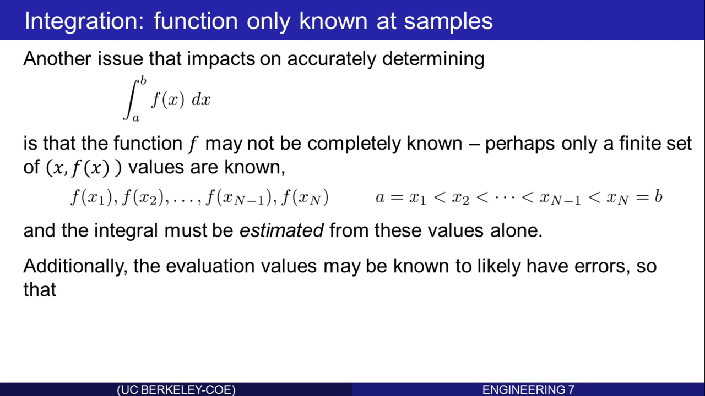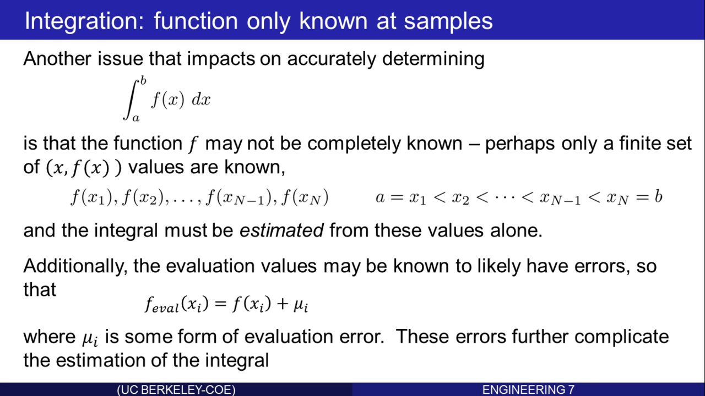Additionally, sometimes the evaluation values may be known to likely have some errors, so that the evaluated value of f at xi is the true value f of xi plus mu i, where mu i is some form of an evaluation error. In an engineering application, there might be a sensor which is measuring a certain physical variable, but the sensor itself is subjected to interference and electrical noise and calibration errors and so on, and therefore the sensed value is not exactly equal to the true value of the physical variable that it's observing. It's clear that these type of errors will further complicate the estimation of the integral, and we'll have a small discussion regarding those.